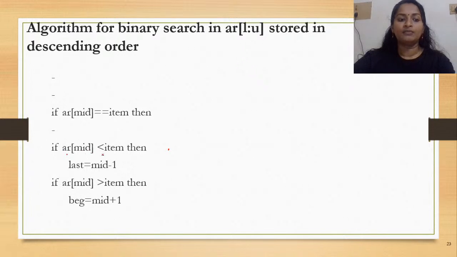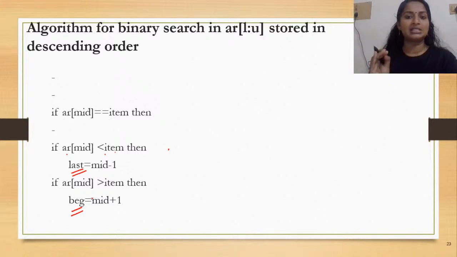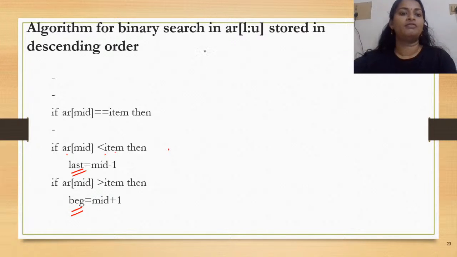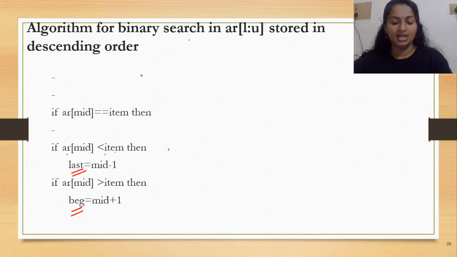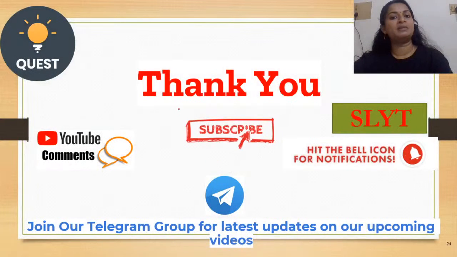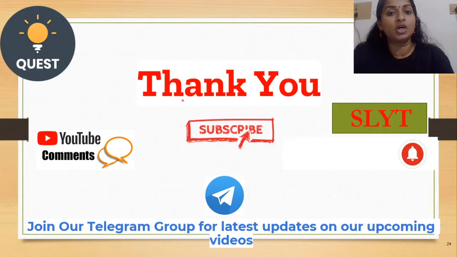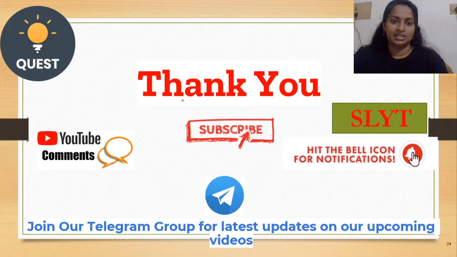So if AR of mid is less than item, you need to change the value of last. And if AR of mid is greater than item, you need to change the value of BEG. Now this is a very slight change you need to make when you are trying to perform binary search in the array or the list which is in the descending order. So do keep in mind that it has to be in the sorted order prior to searching.